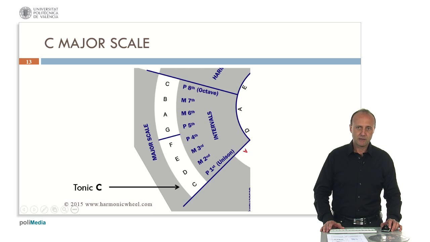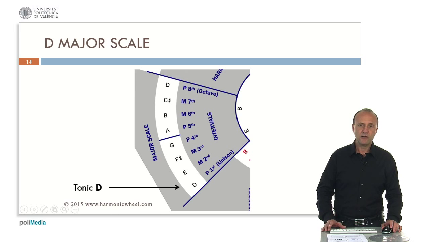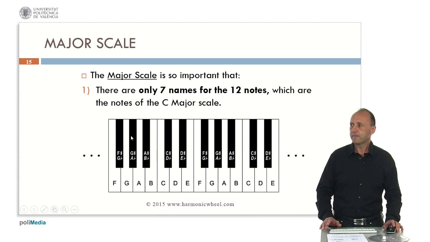The Musical Abacus gives us all the 12 possible major scales. For example, here we can see the C major scale, which notes are C, D, E, F, G, A, B, C. But we can choose any other tonic, for example, note D, and the Musical Abacus gives us its major scale. Here you can see the notes D, E, F sharp, G, A, B, C sharp, and D.